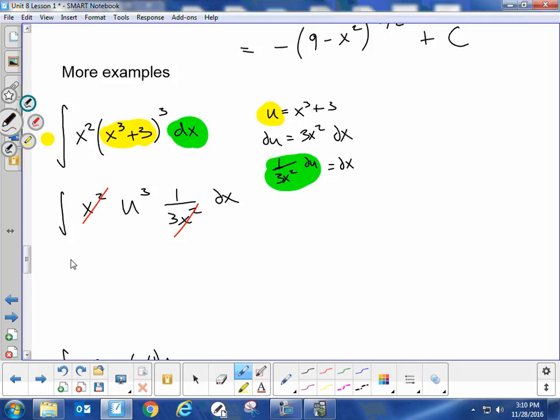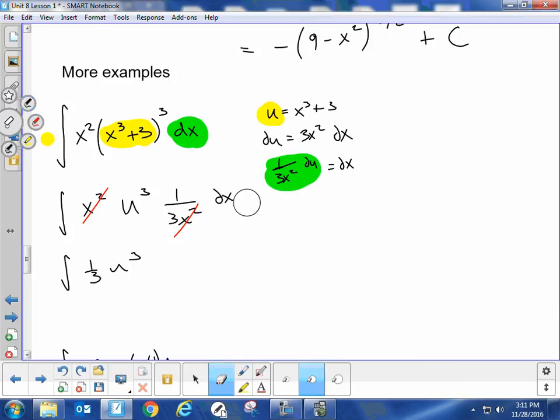The x's do cancel here, which is great. I have 1/3 u cubed. This should be a du, Mr. Messner.